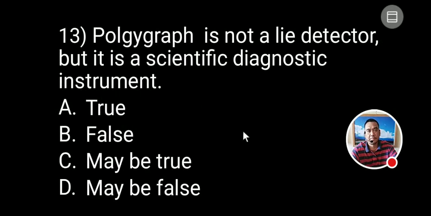13. Polygraph is not a lie detector, but it is a scientific diagnostic instrument. I repeat, polygraph is not a lie detector, but it is a scientific diagnostic instrument. A, true. B, false. C, may be true. Or letter D, may be false.